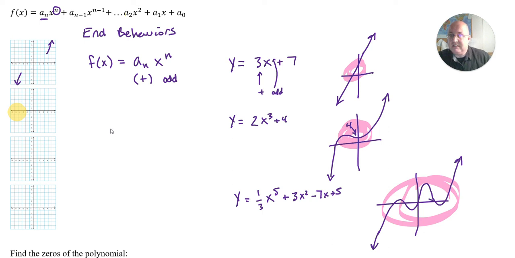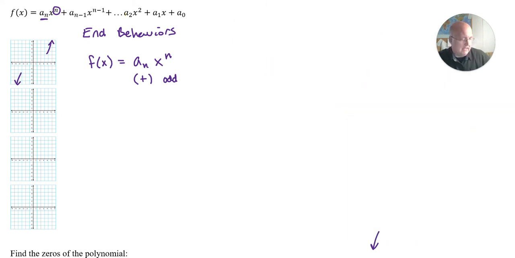Now, let's get rid of all that and see if we can describe what happens if the first term is negative. So here we go. We're going to change our color here, and let's say that a sub n is a negative number, and the power, the exponent, is still odd. Well, what does that do? It just changes the directions.